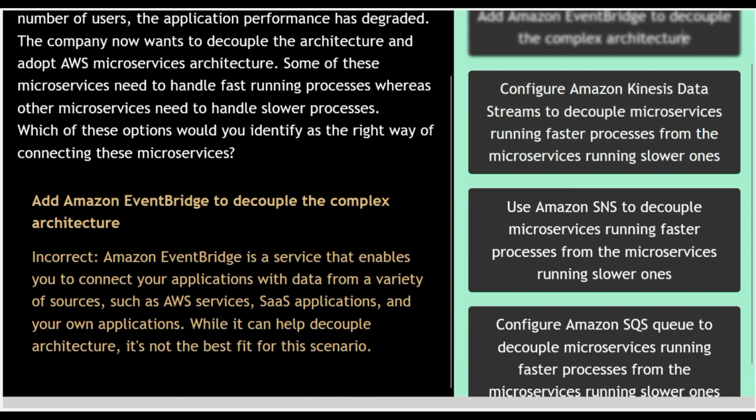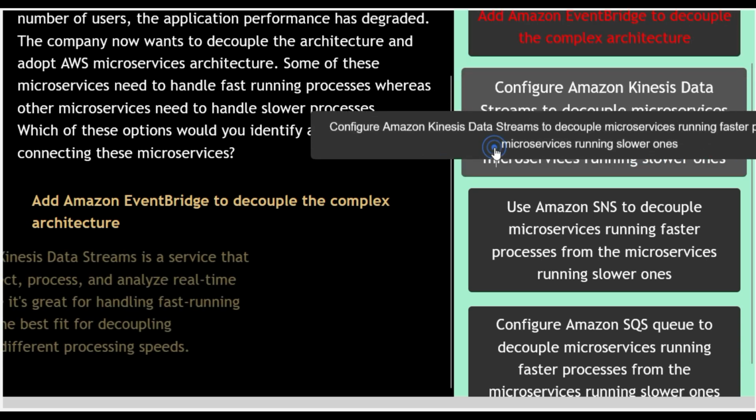Option 1, add Amazon EventBridge to decouple the complex architecture. This option is incorrect because Amazon EventBridge is a service that enables you to connect your applications with data from a variety of sources such as AWS services, SaaS applications, and your own applications. While it can help decouple architecture, it's not the best fit for this scenario. So option number 1 is not correct.